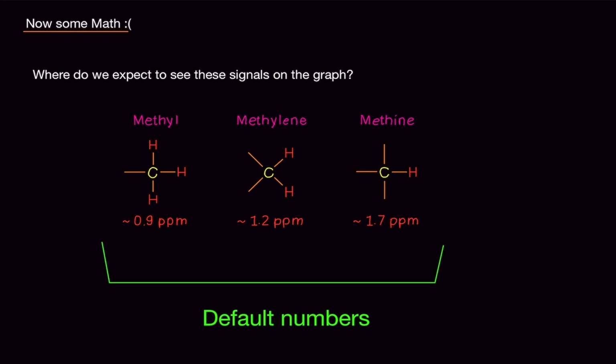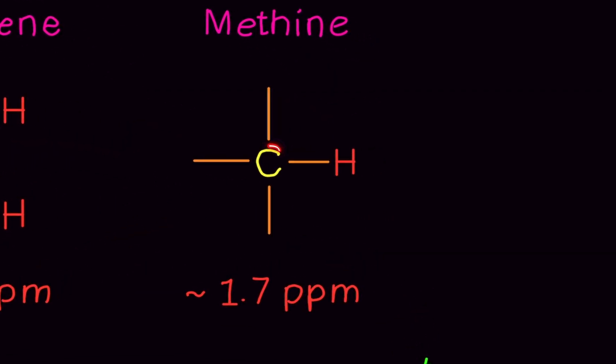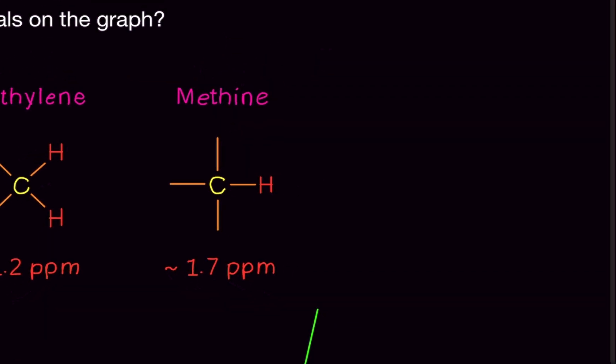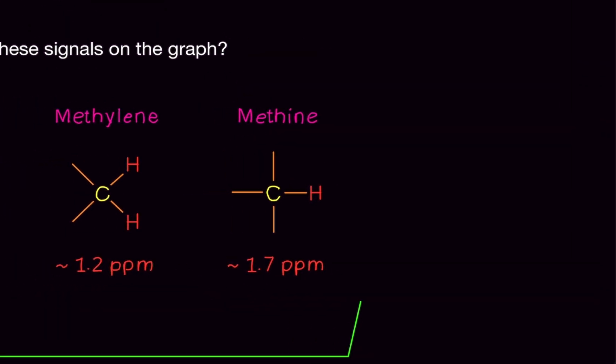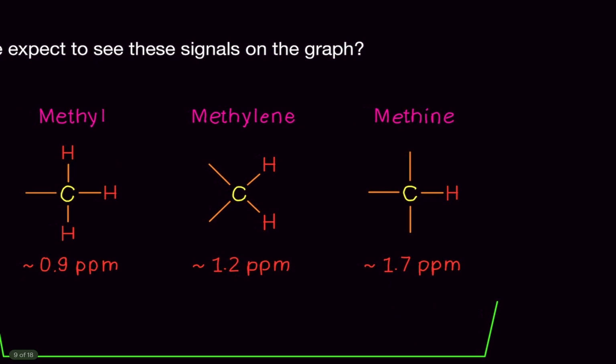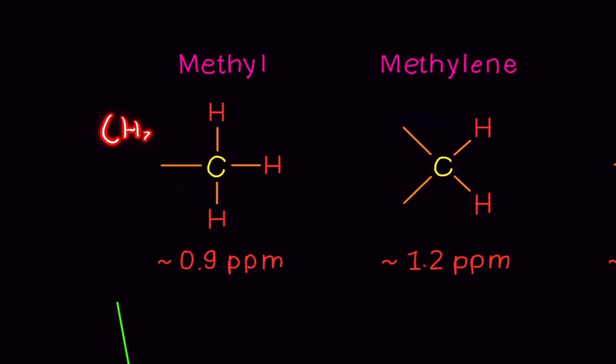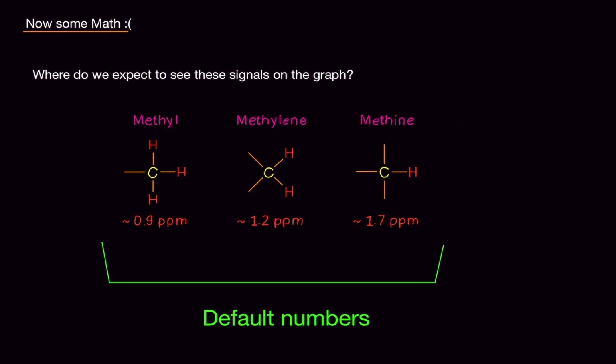Now, we have to do some math here. It's not too bad, but there's something you need to remember. If you have a CH, so carbon and one hydrogen, remember 1.7. This is a default number. This is called methine. Methylene is 1.2. This is a CH2. A methyl, our usual CH3, has a 0.9 ppm. These are default numbers you must memorize. If you want to get 100% on your HNMR test questions, remember these. I promise you it's going to help you.